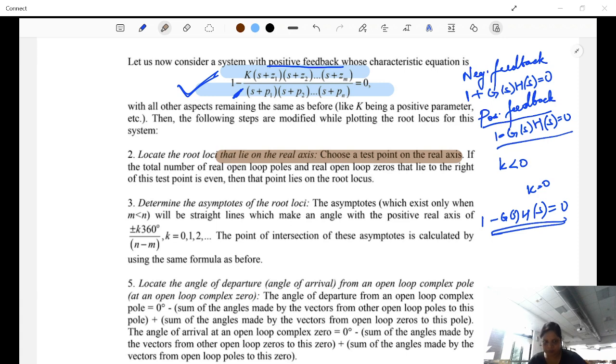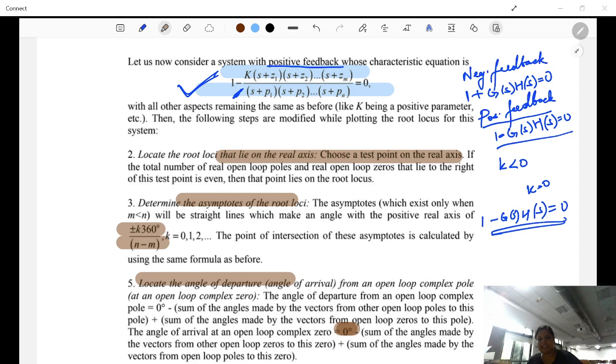Here it is even. Then we also want to find the number of asymptotes. The number of asymptotes would be given by the same n minus m, but the angle of asymptotes would be different. In the earlier case, it was plus minus 180 degree into 2k plus 1. Here it is k into 360 degree upon n minus m. That's the only difference. Then we also want to locate the angle of departure and angle of arrival. So here this is 0 degree. In that case, you saw that it was 180 degree. So this is the difference.